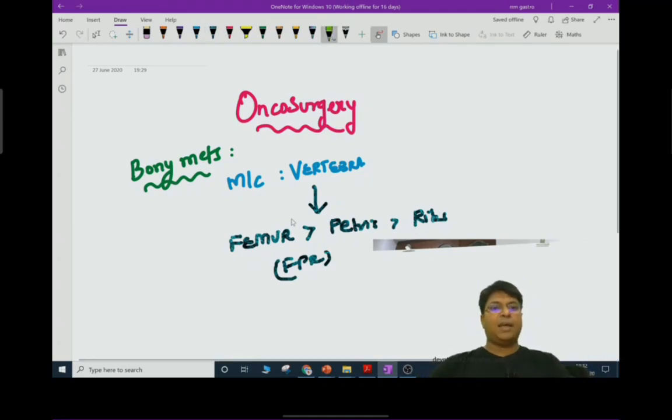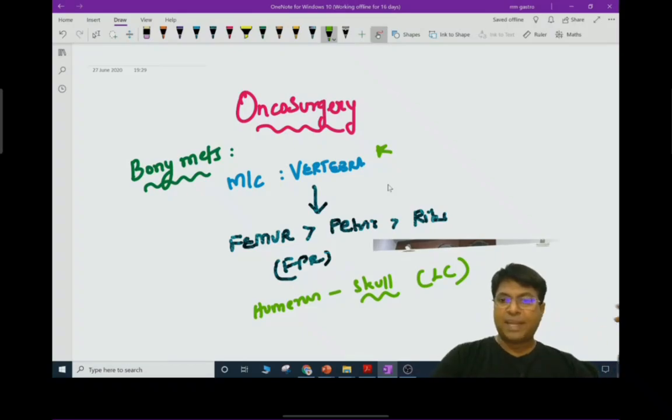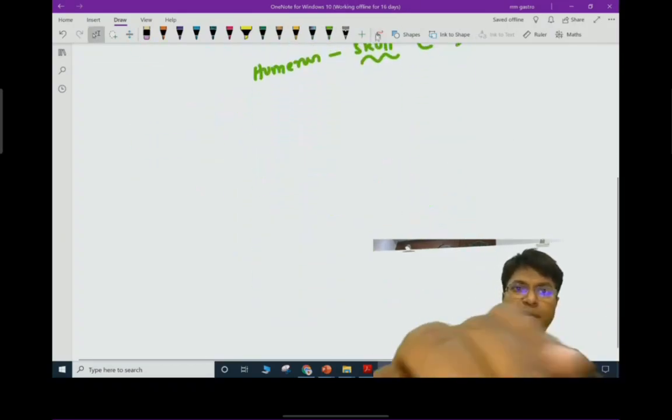After that, the other rare sites include humerus. The least common site is skull. The most common is vertebra and the least common is skull. And at this point of time, you should also know what types of mets we get. Let me tell you about the types of mets we get.